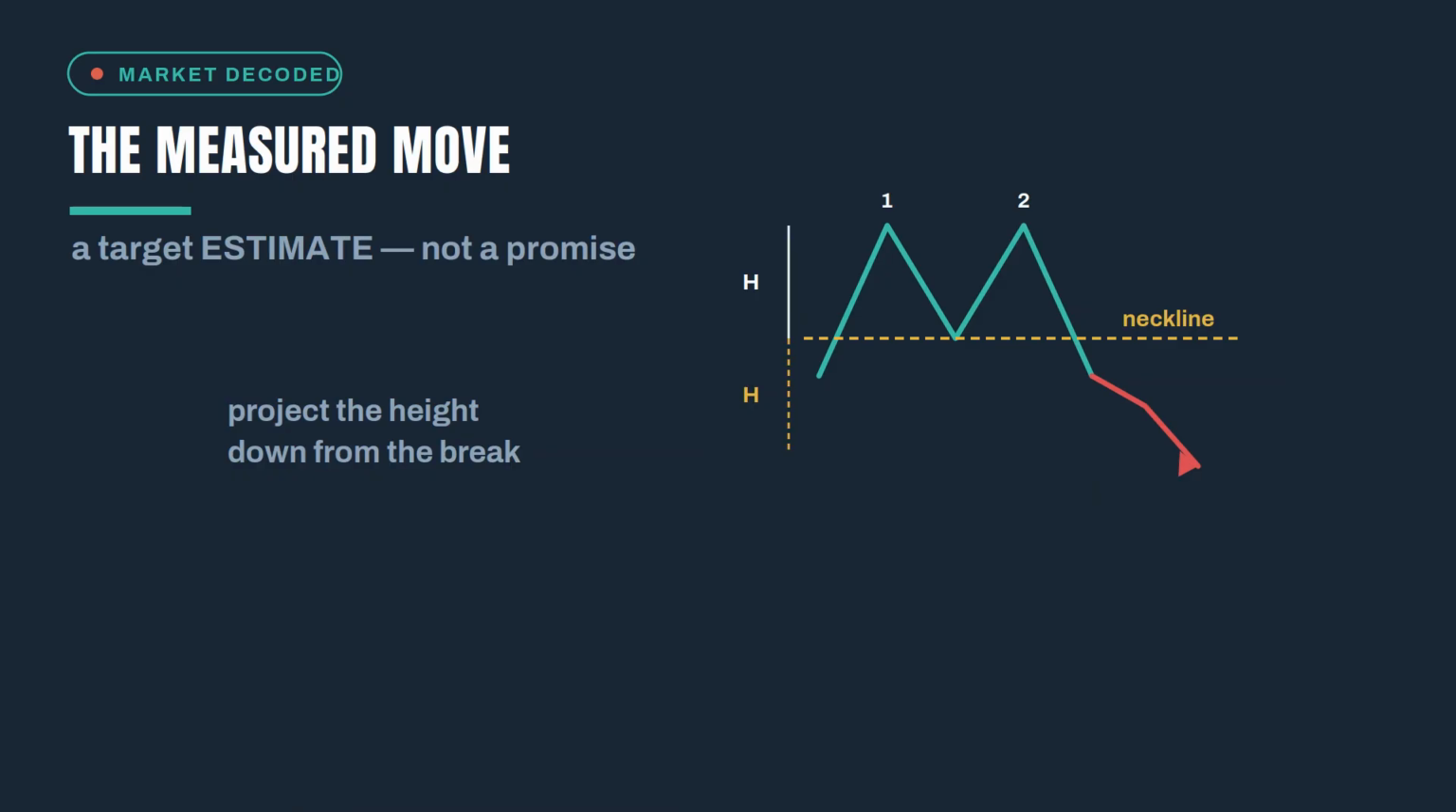There's also a way traders estimate how far a confirmed double top might fall. And I want you to see it purely as a concept, not a promise. You measure the height from the peaks down to the neckline.